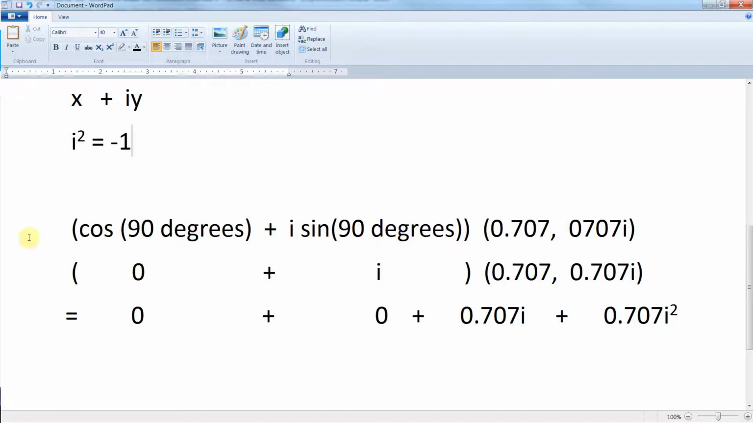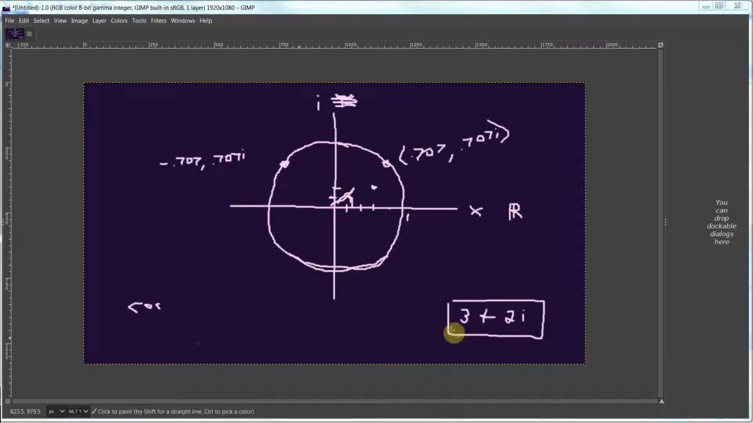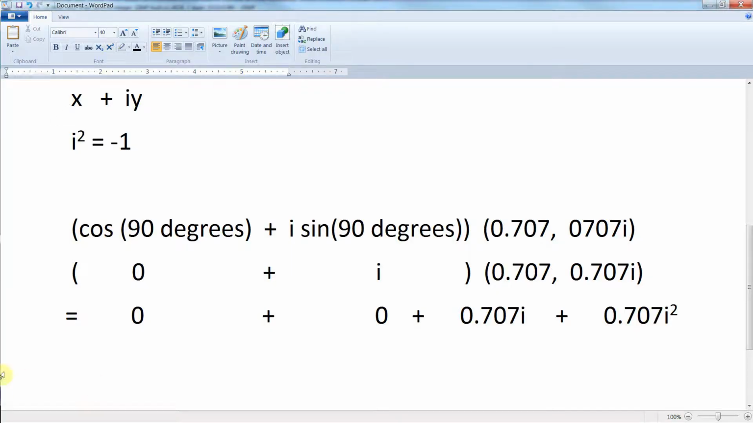Then, because we're rotating, basically we're rotating this point 90 degrees around the circle. We're rotating it from there to that location, all the way up like that. So there's your 90-degree angle right there. Okay, so that's why you use these terms, cosine of 90 plus i sine of 90.